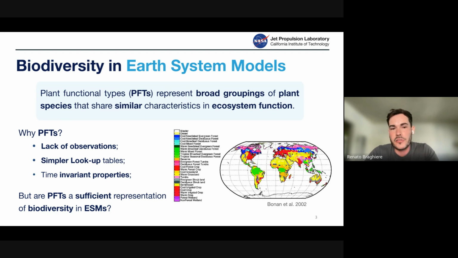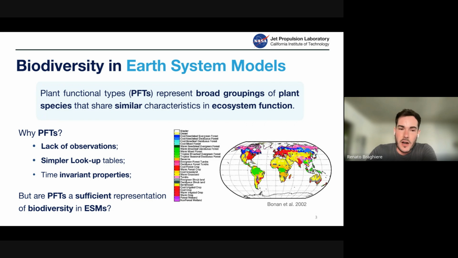So we can get a list of lookup tables of variables that we're not very sure about or have very few observations for. And we assume that plants of similar characteristics, like the tropical forest, for example, in this figure here, share similar characteristics. And so we classify them as the same PFTs. Well, most of these variables are time invariant. And so there's a problem there in representing these variables across space and time. But it's a useful simplification for the things that we're looking at at global scale.